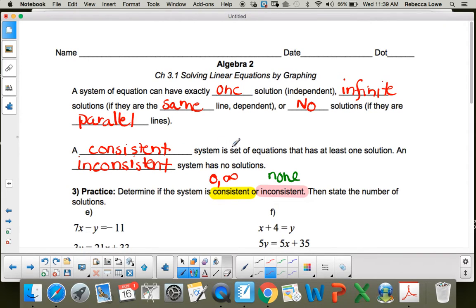So a consistent system is a set of equations that has at least one solution. That'll be 1 or infinite. And an inconsistent has no solutions. I need to fix that because that should be a 1.